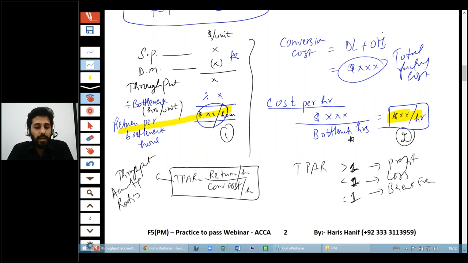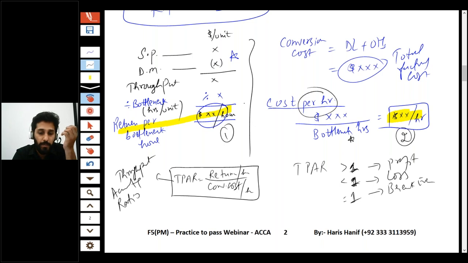So throughput accounting actually deals with this return per hour, because you need the return not per unit, not at all. Imagine that this product is being made in 4 hours. Hours are the limiting factor, so I do not need the return per unit. I need the return per hour, right? Similarly, cost per hour. That's a measurement per hour, because hour is the bottleneck resource here, either machine or labor hour.